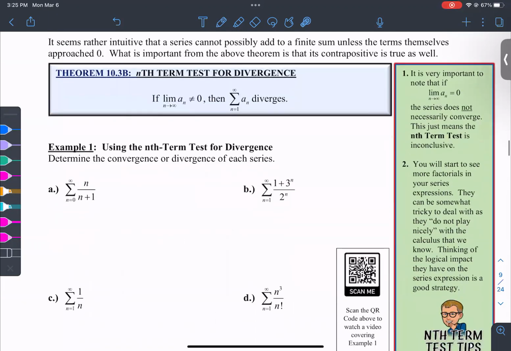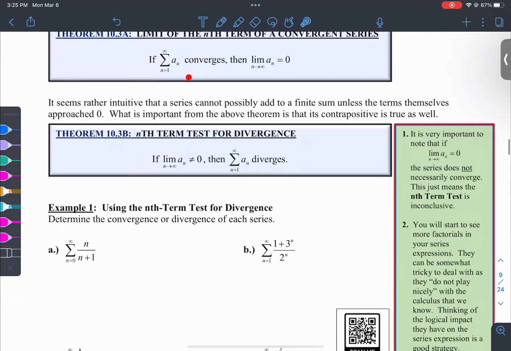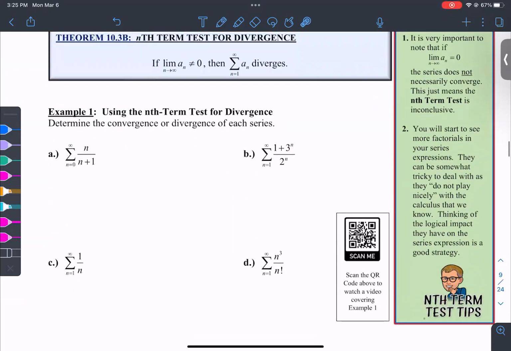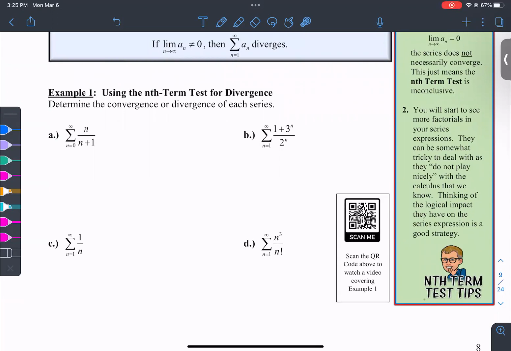So a little bit more information over here. If you find that the limit does equal 0, you cannot use that to conclude that the series converges. That would be the converse of our original theorem. So we're just going to go through 4 examples. We're going to simply talk about whether or not they converge or diverge. That's our goal for today.